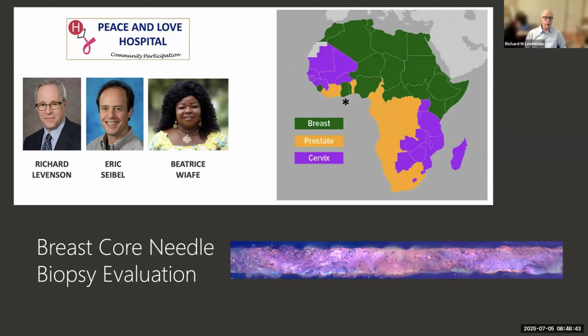And my colleague is shown there, Eric Seibel, who helped develop and build the physical instruments that have been shipped there. And you can see down at the bottom at low power, one early example of one of the cores that were acquired and imaged immediately in the box that I'll show you in the next slide.